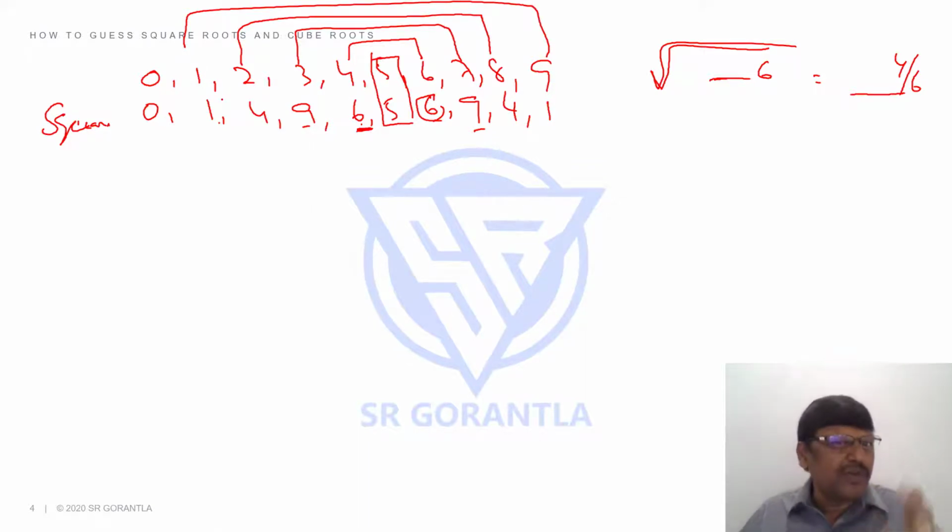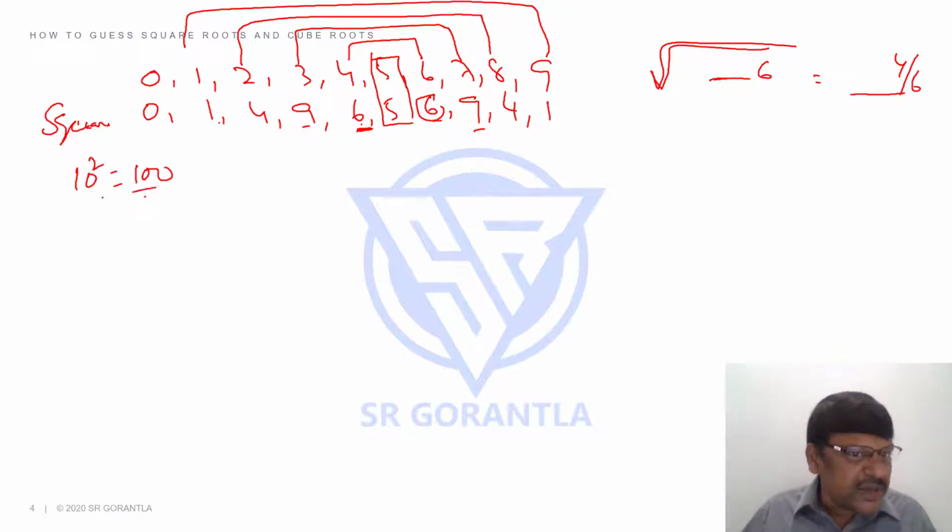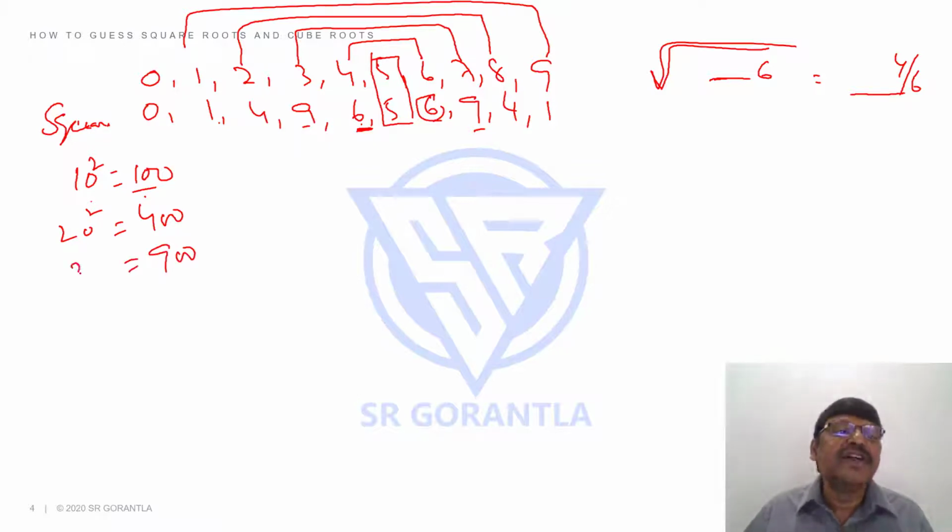Second thing, when I say guessing the square root, I want up to 10,000, a maximum of 10,000. Beyond that, it's not required. Suppose you take 10 square, that is 100. Is 200 a perfect square? No. 300? No. 400? Yes, it is 20 square. Next, 500, 600, 700, 800 are not perfect squares. 900 is a perfect square because it is 30 square.